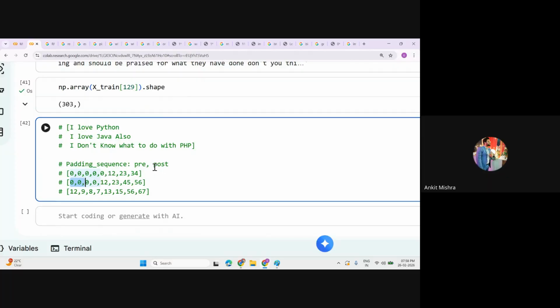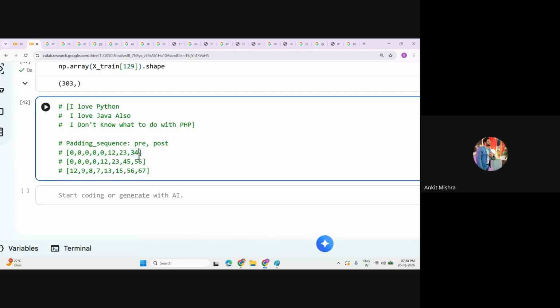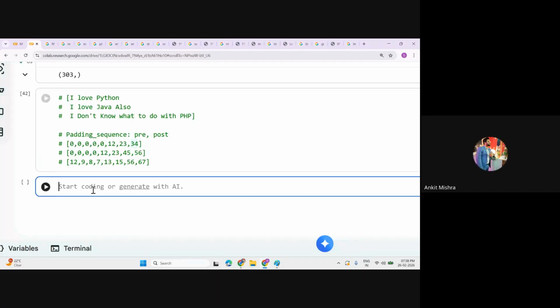And there is another technique that you can use, post. Post is where you apply the zeros at the end, to make the data shape the same level. So how to do this? You have to call this one. I think we have already imported this one, right? So let's call this one.